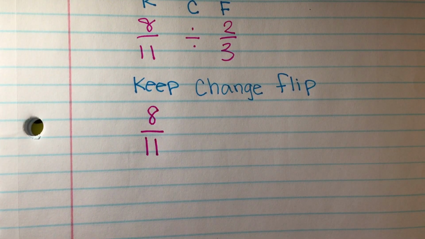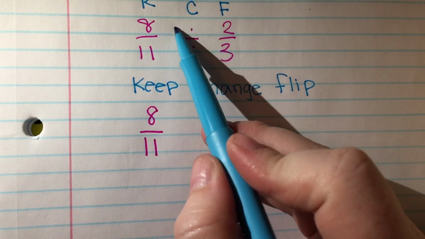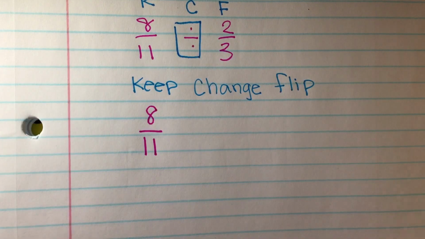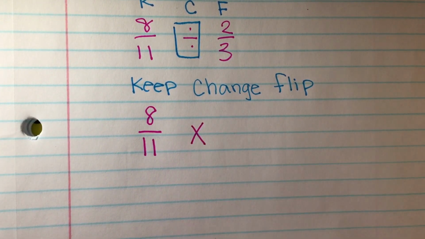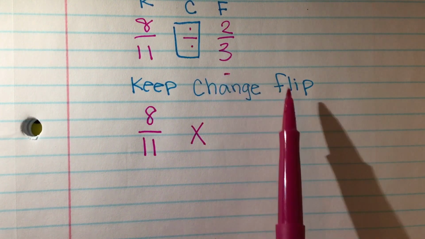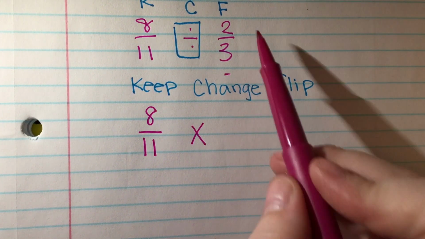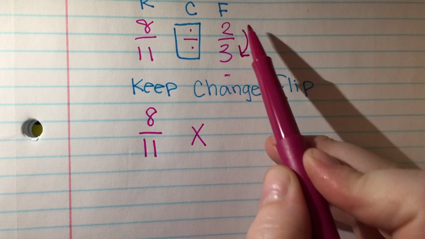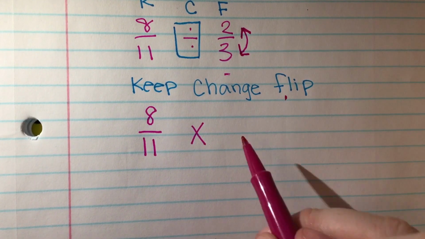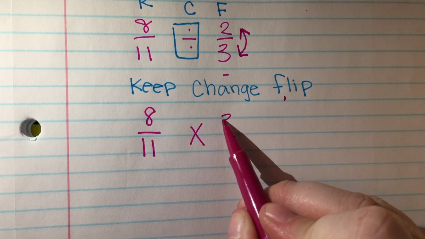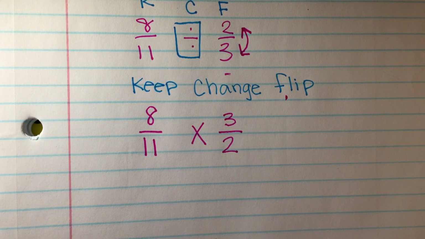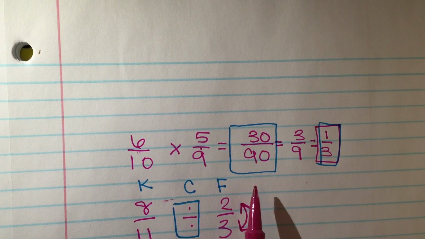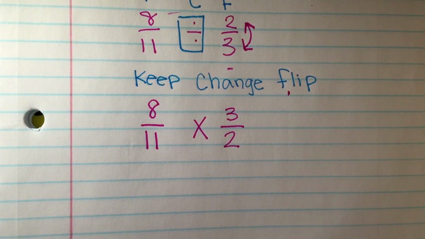Then we're going to change something. If you change the second part, it's not going to be division anymore. It's going to be multiplication. That's right. And then this last part is the flip, and you're going to flip it. You're just going to give it the reciprocal, which turns it into an improper fraction. So we have 3 over 2. And now you'll just multiply straight across, the same as we did in the first equation. So let's find out what we have.